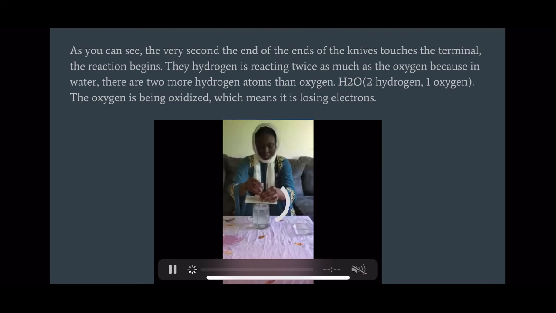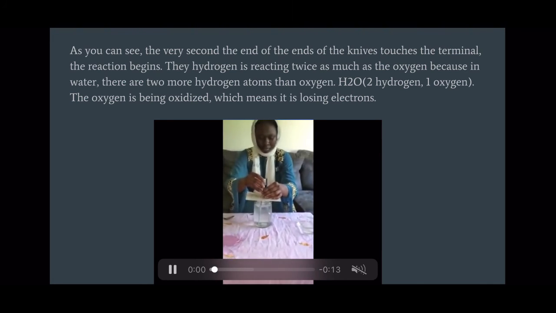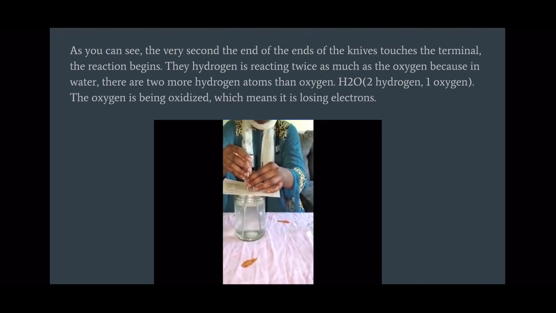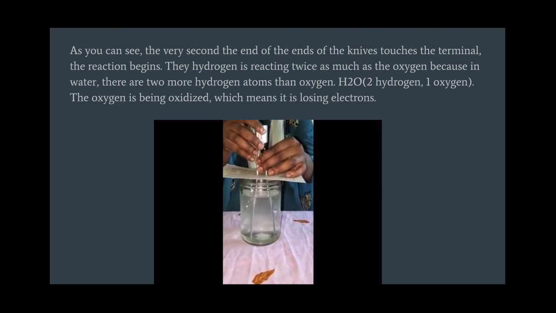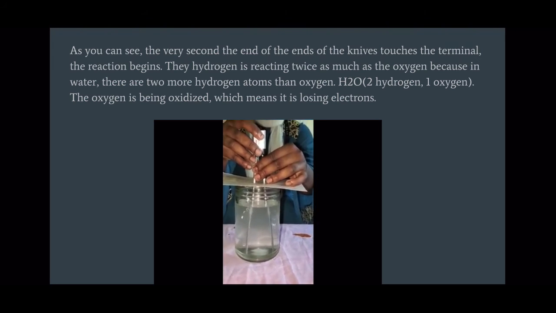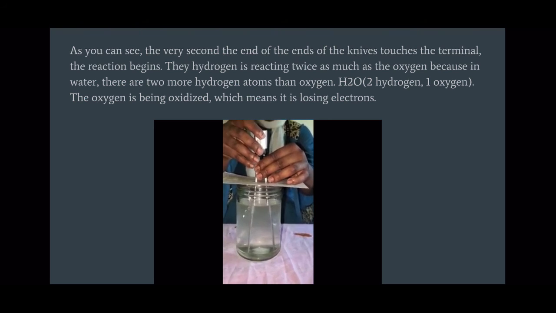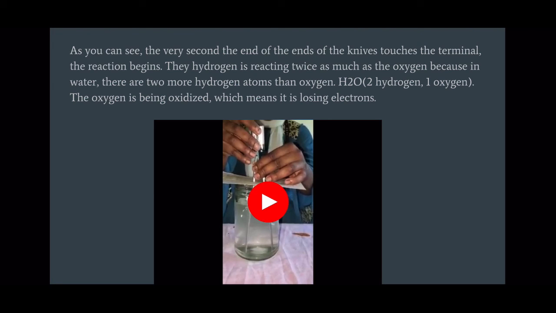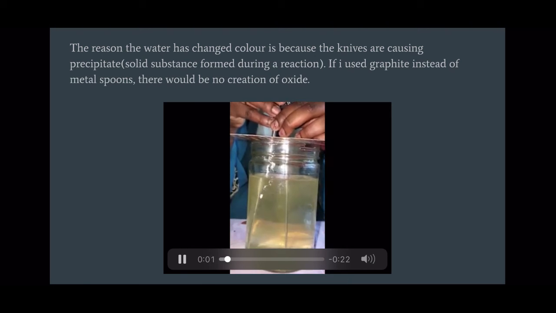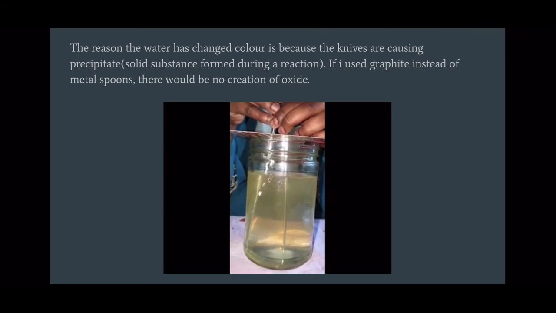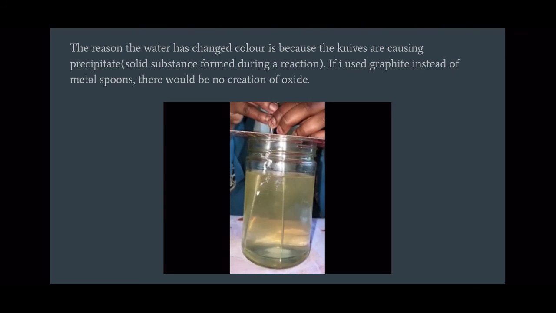As you can see, the very second the ends of the knives touch the terminals, the reaction begins. The hydrogen is reacting twice as much as the oxygen because in water there are 2 hydrogen atoms and 1 oxygen atom. H2O: 2 hydrogen, 1 oxygen. The oxygen is being oxidized, which means it is losing electrons. The reason the water has changed color is because the knives are causing a precipitate, a solid substance formed during a reaction.